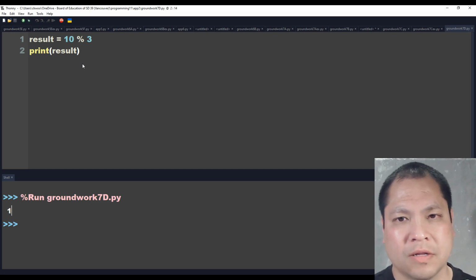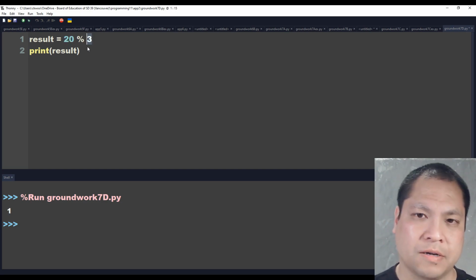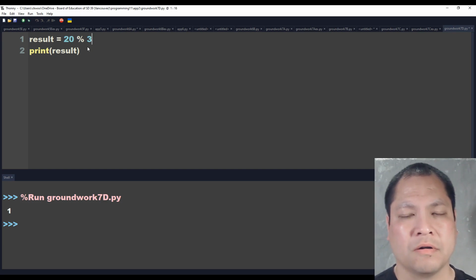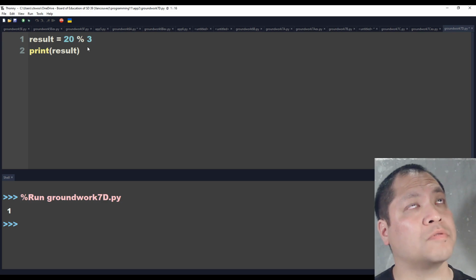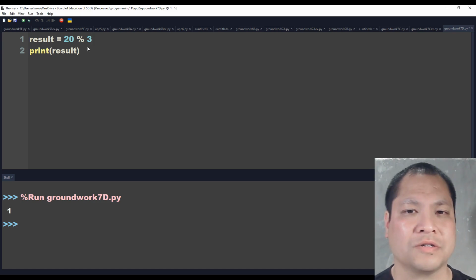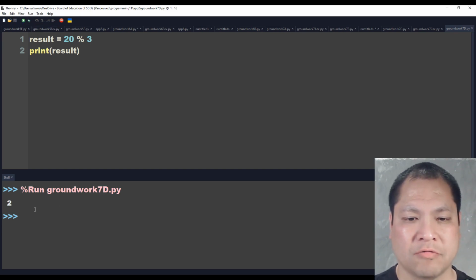Let's do another one. Let's do 20 modulo 3 again, actually. So what do you predict here? Do you have a prediction for how much that will be? Well, if we go 20 divided by 3, that's going to be 6 point something, not 6 and 2/3, but 6 remainder 2. And so the result should be 2. Let's give it a try, run it, and here we are. We have the 2.